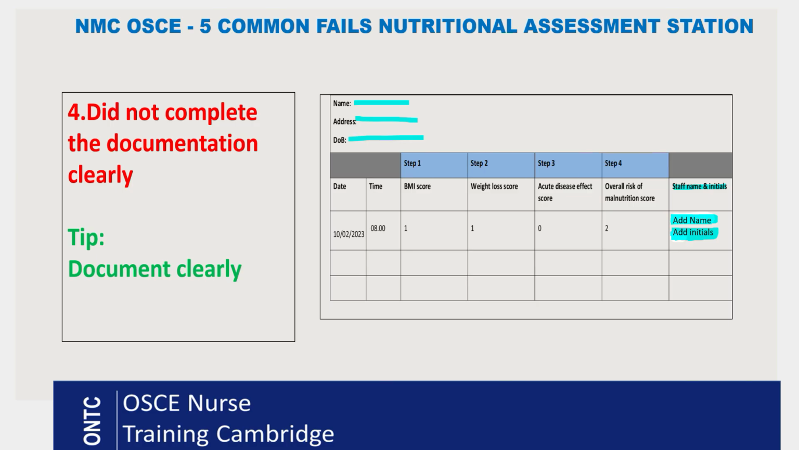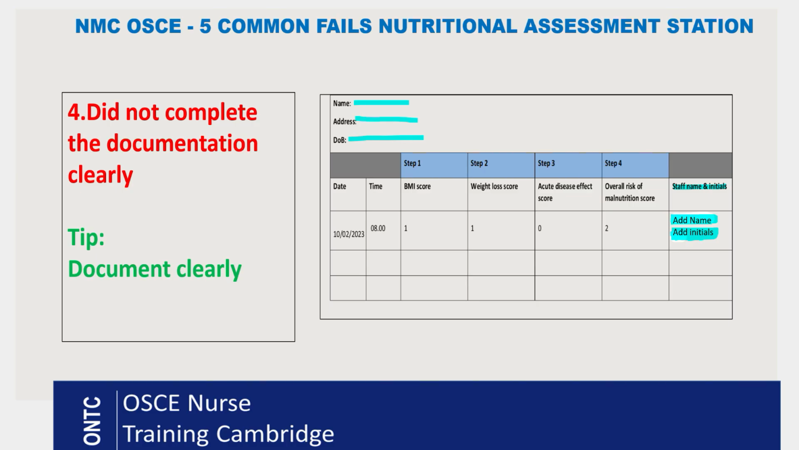If your patient has reduced appetite but they're still eating, the score is 0, because we are looking for no nutritional intake. Okay, no means nothing, no nutritional intake. So that's what you are looking for, those words in your scenario, and nurses get confused, so they do get this step wrong quite a lot. Next one is not completing the documentation clearly.